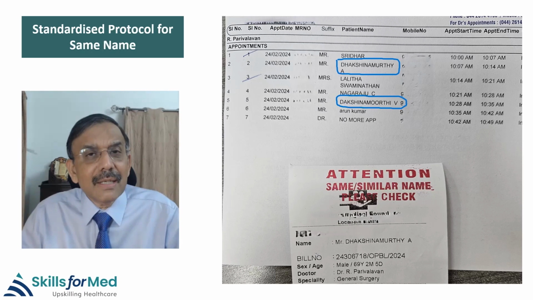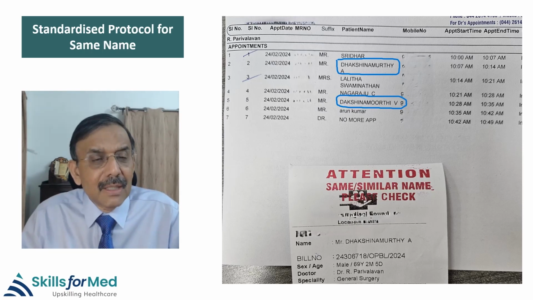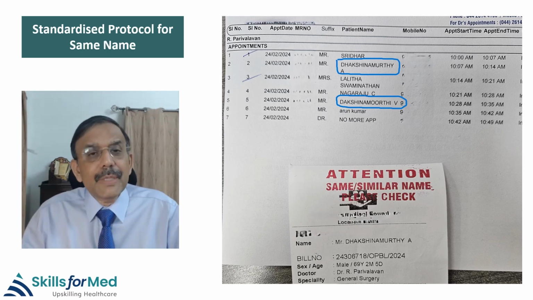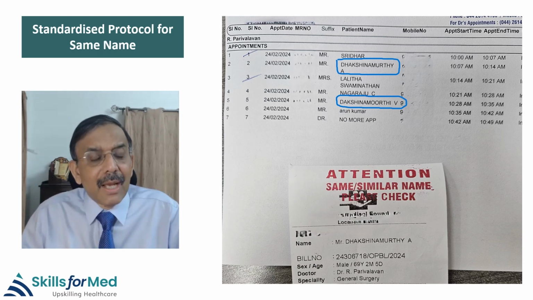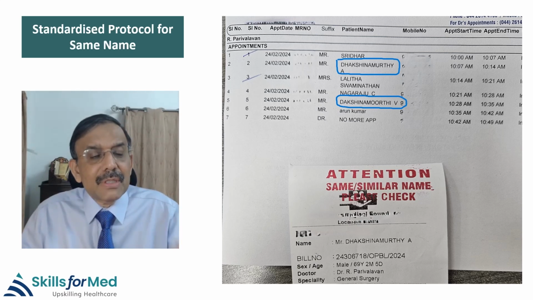Now here is an example of a protocol we have in our hospital in the outpatient department. You can see this has actually happened in my own OP. These were two patients who had the same name, and when the slip comes to me, the OP secretary puts the stamp on both these patients. So wherever they go, either to the lab or anywhere on that particular day, this alert is there. So this is one of the protocols you can follow.